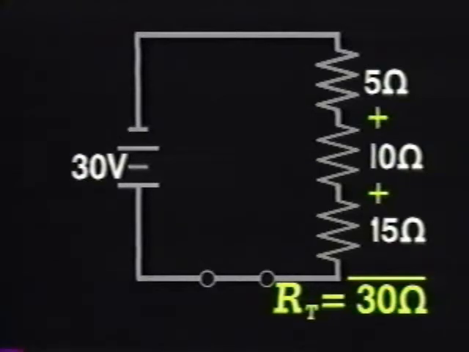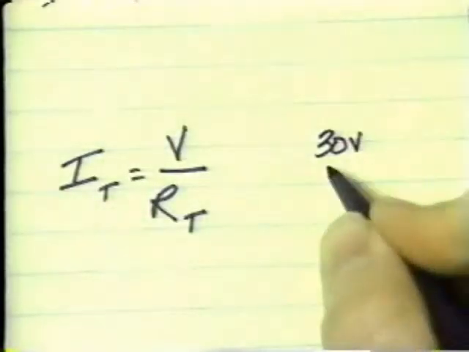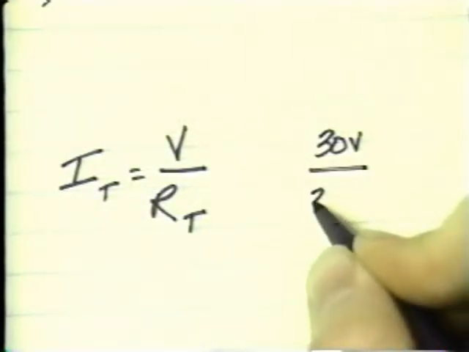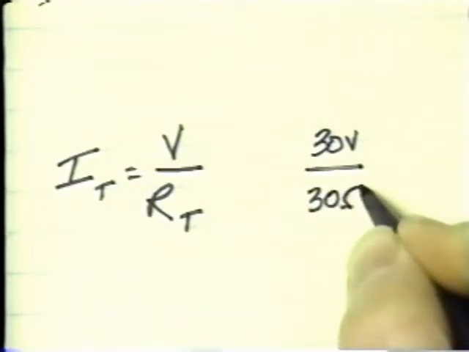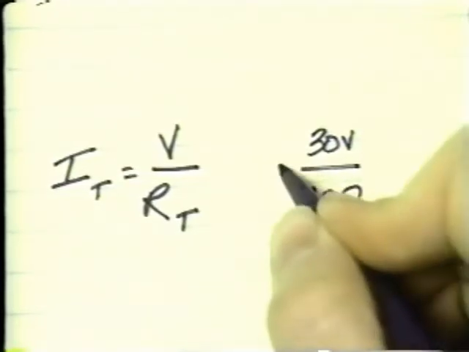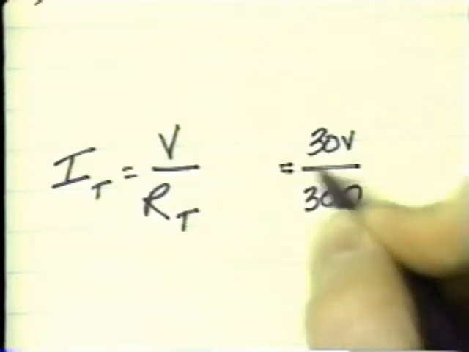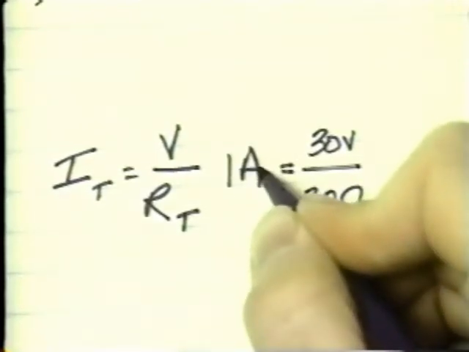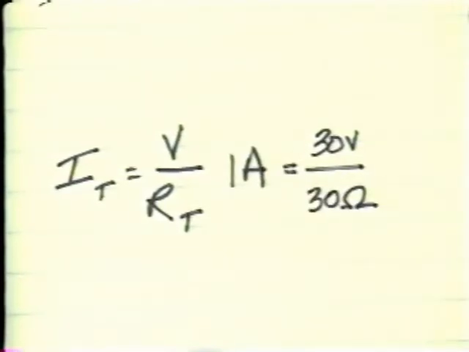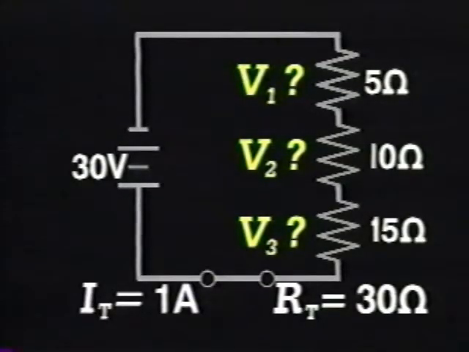Now, solve for the total current. Using Ohm's law, the voltage, 30 volts, is divided by the total resistance that you just calculated, 30 ohms. 30 volts divided by 30 ohms equals 1 amp. Now let's solve for the voltage drop across each resistor.